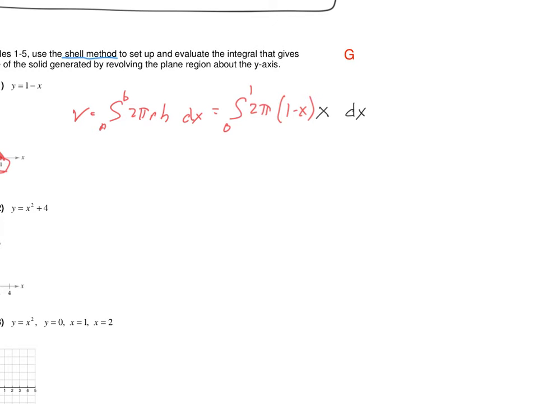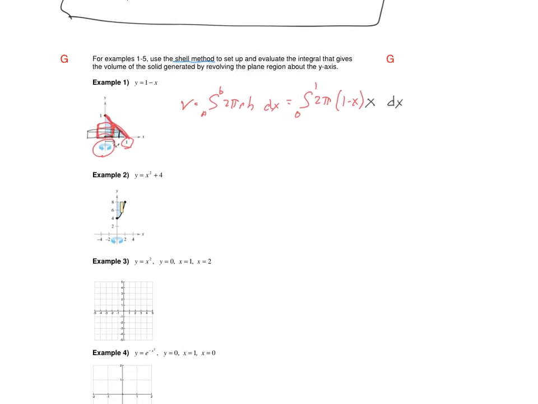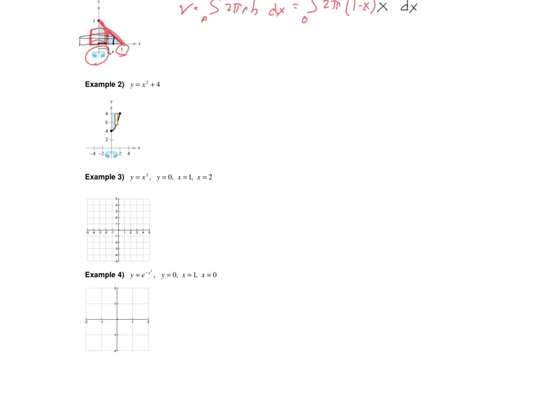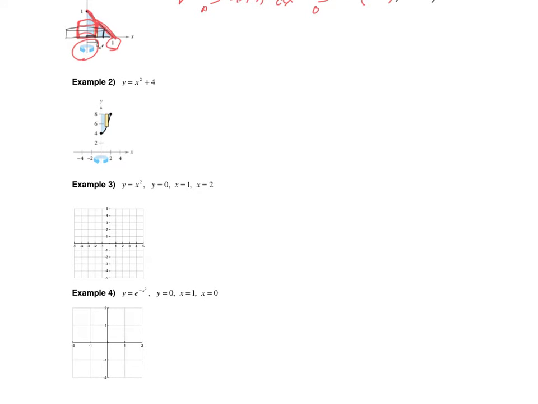Again, we've done the integration. We can factor out 2 pi. We can do the power rule backwards for integration. I just really want to focus on the setup for these. All right, example 2. Again, we've got our vertical slice here. We're going to be revolving that around the y-axis as it's noted here.